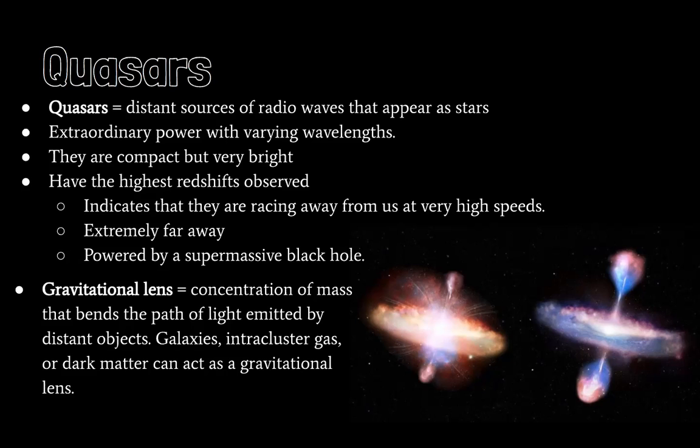Quasars can be observed using a gravitational lens, which is a concentration of mass that bends the path of light emitted by distant objects. Galaxies, interstellar gas, or dark matter can act as a gravitational lens. These allow us to get images from objects that are too faint to examine.